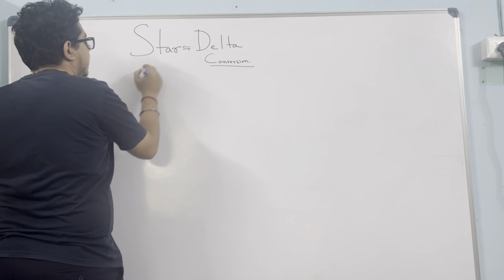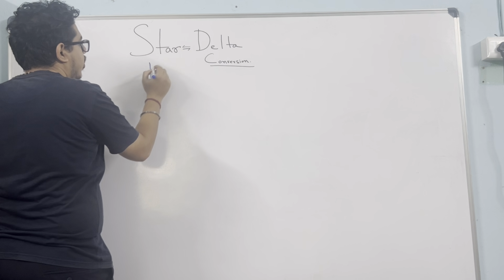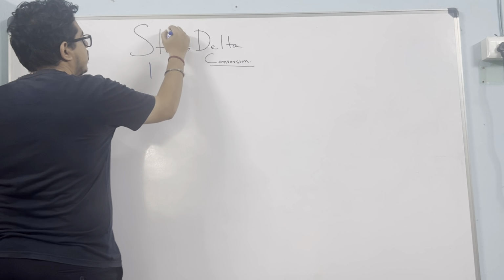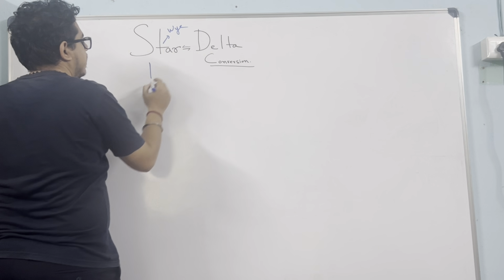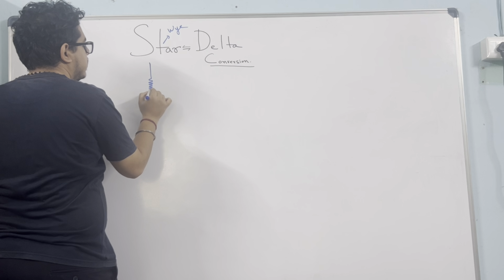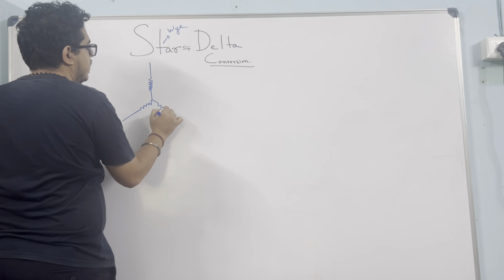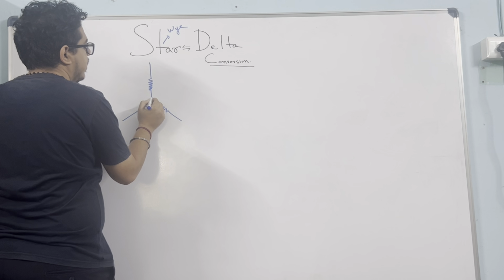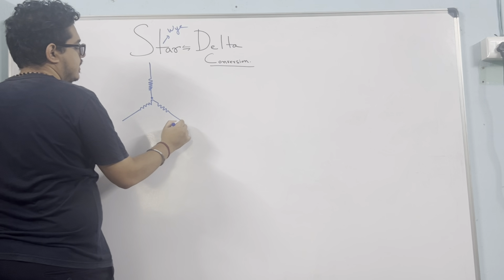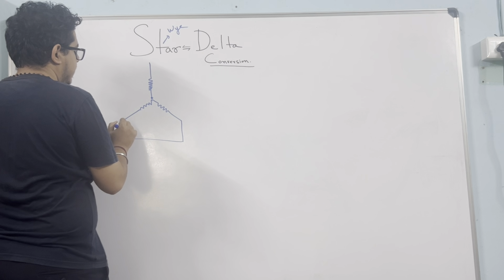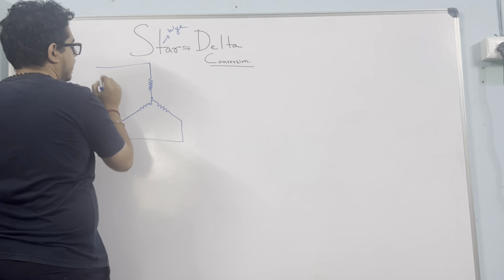First of all, what is a star connection? Star connection, also known as Y connection, looks like this. All the resistors have a common meeting point. This is the common meeting point of all the resistances. Three resistances are connected in star. This is called the star connection.